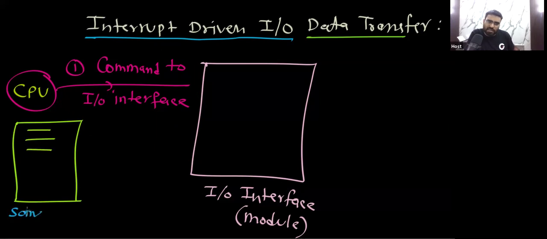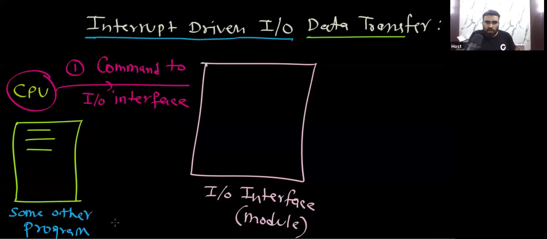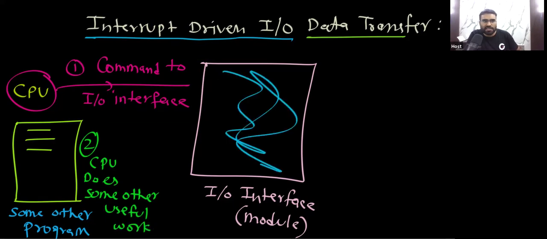This is some other task, some other program. The CPU will execute some other program, which means the CPU will do some useful work. So this is the second thing. Remember, first the CPU will give the command to the interface. Then the second step is the CPU does some other useful work. Is this clear? The CPU will not waste time in checking the status register.